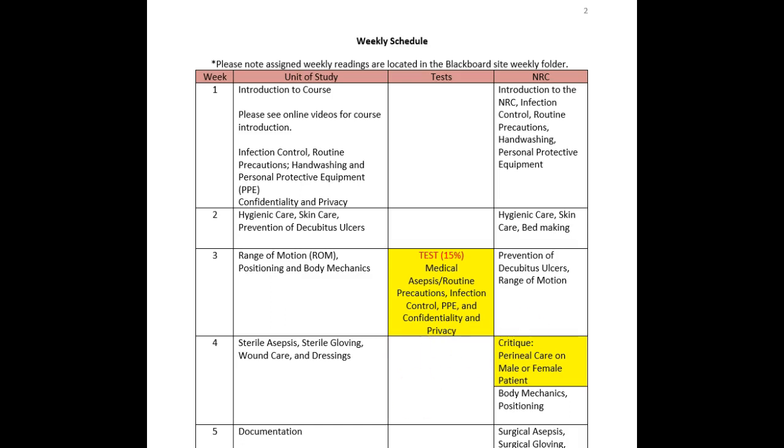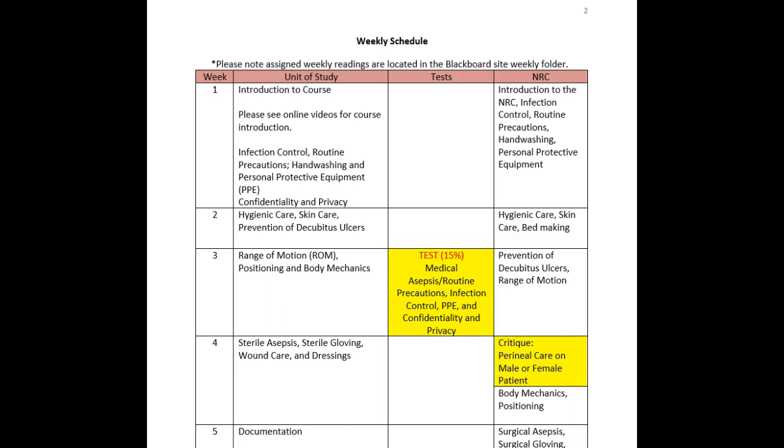The last column that you'll see is the NRC column. And this column really is what you are doing in lab. Okay, so while you won't have tutorial the first week, you will start your lab on the Thursday of week 1. And in lab that first week, you're really going to get an introduction to the lab. You're going to look at infection control, routine precautions, hand washing, and applying personal protective equipment.